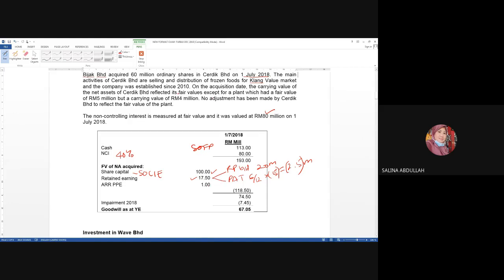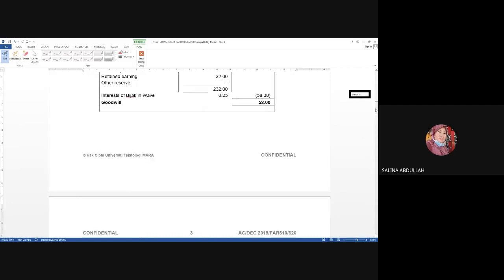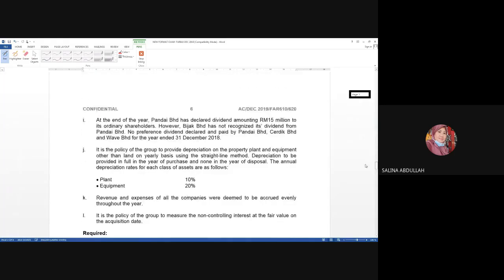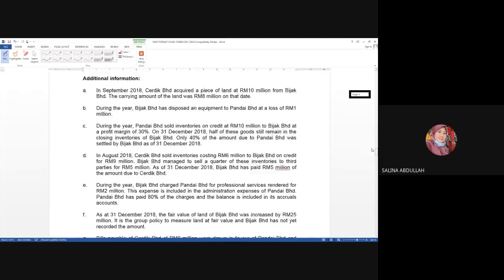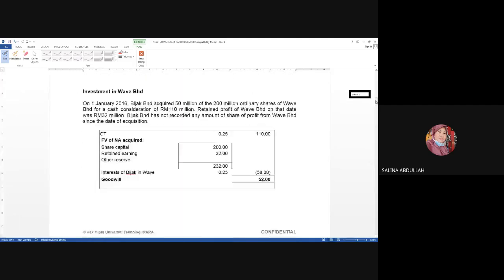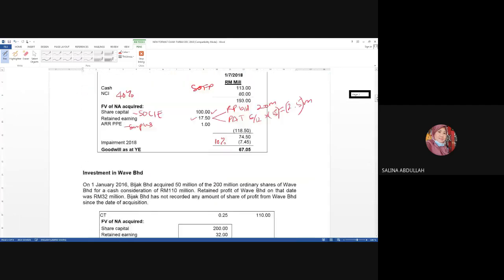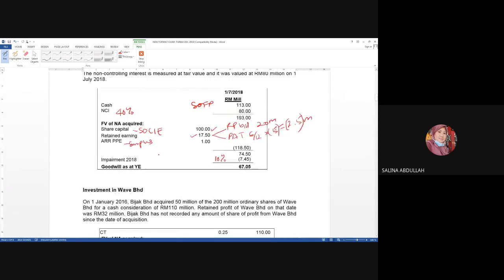And then PPE. You can see here fair value 5 million but carrying value 4. So there is an increase. This is a surplus on revaluation. Given in the question, impairment is 10%. Here you can find the impairment from additional information number H. That is actually for S2. So you will get the goodwill here for this S2.